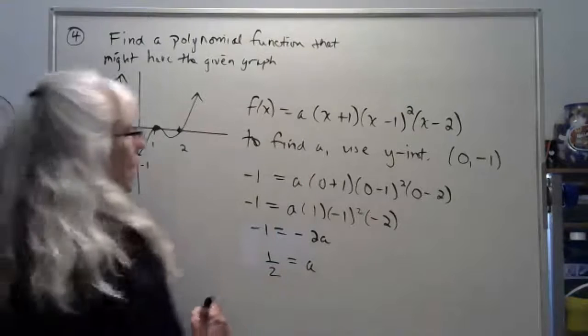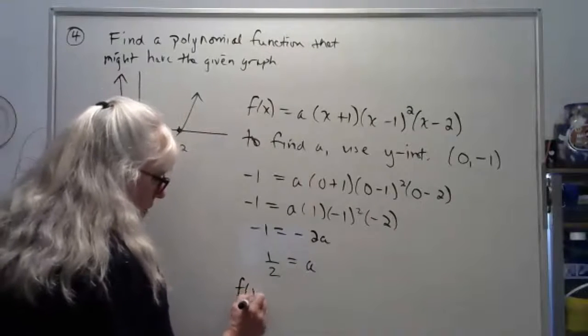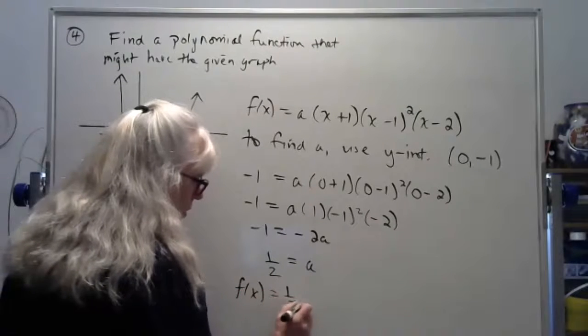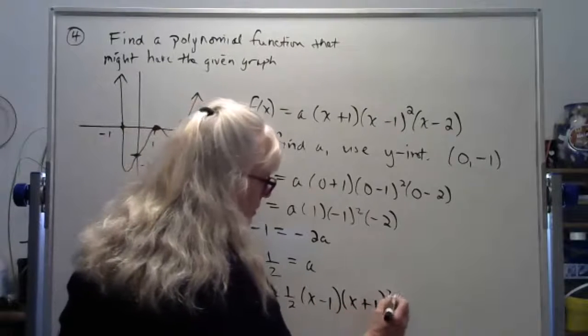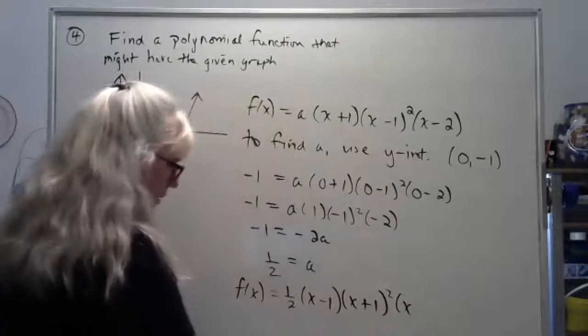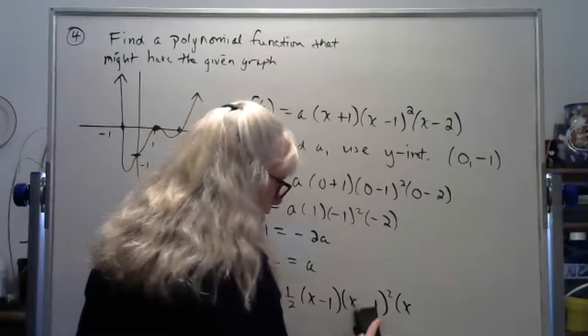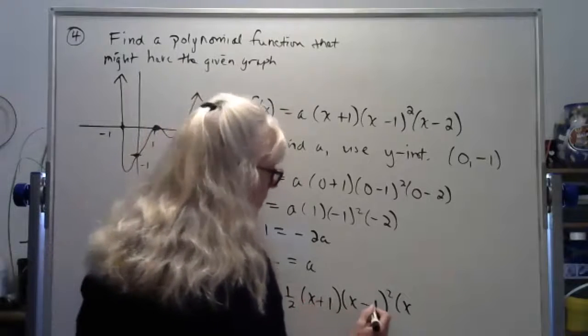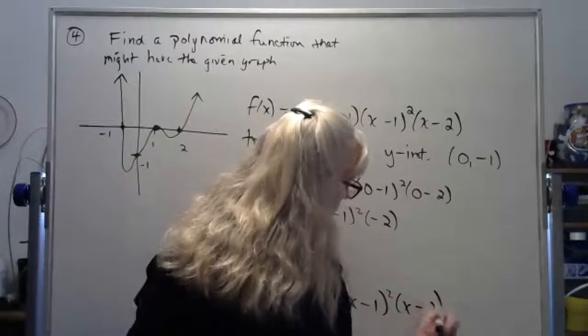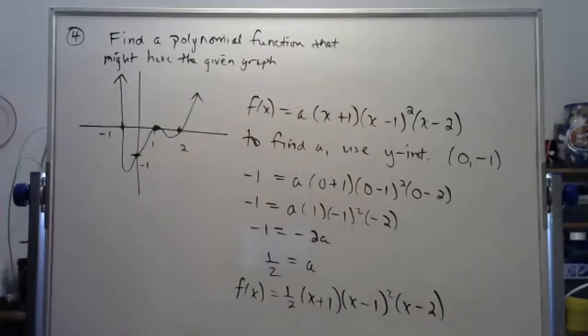Okay, so then the polynomial would be f of x equals 1/2 times x minus 1 times x plus 1 squared. Whoops, sorry, I just switched signs on you. Don't do that. It's x plus 1, x minus 1 squared, and x minus 2. And there it is.